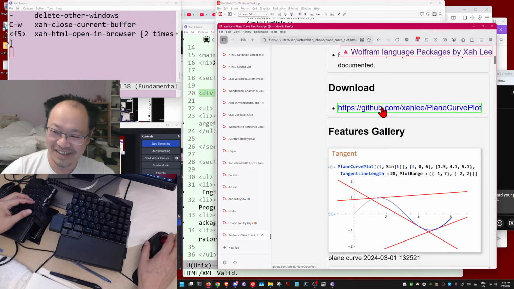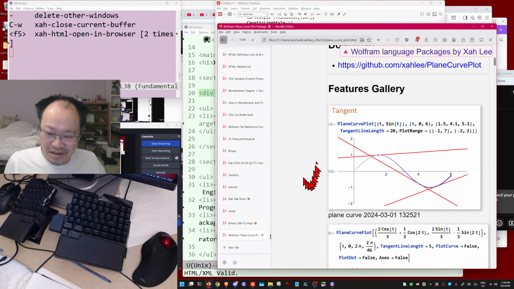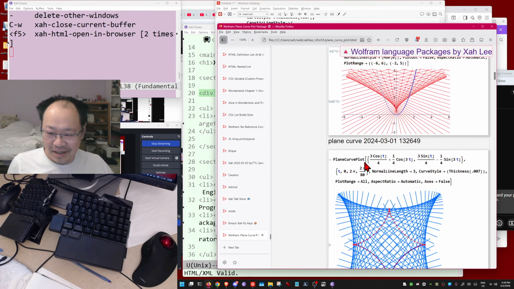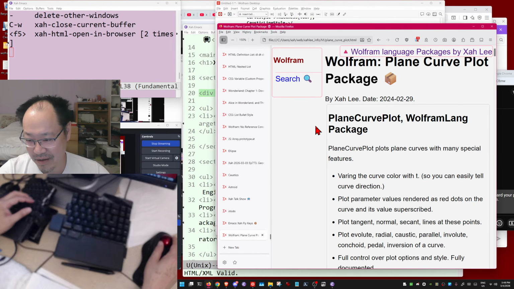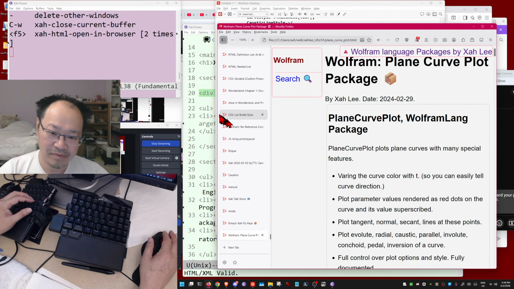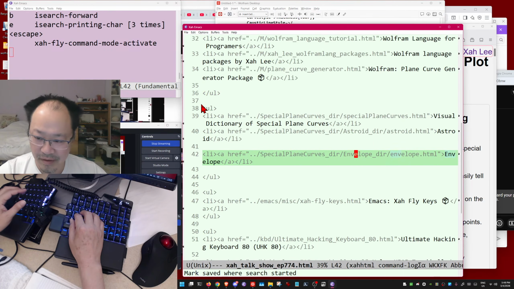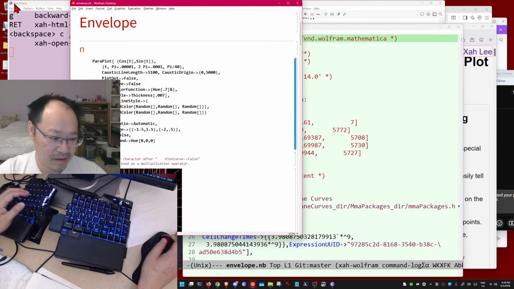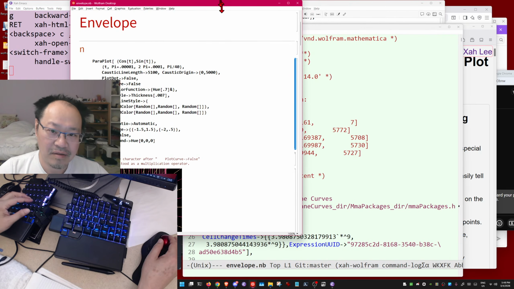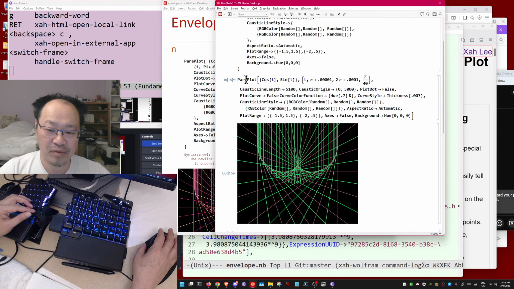Should we plot it? Actually we can, but I have something else planned to do. Anyway, since we started to talk about this, let's plot it. Okay, plane curve plot. So, envelope. Let me just show you. We already have Wolfram Language open. So you want to plot it?